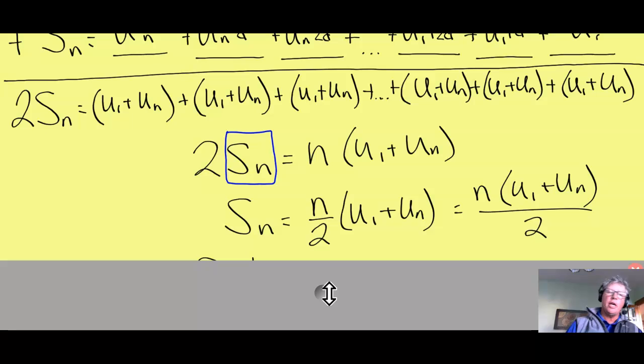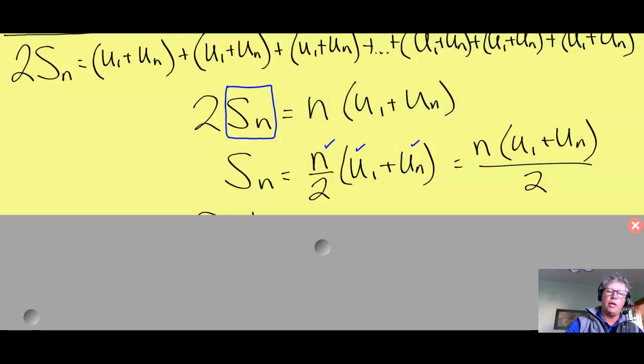Ladies and gentlemen, to find the sum of the first n terms of any arithmetic sequence, you need to know the number of terms, the first term, and the last term. That is so amazingly simple and beautiful.